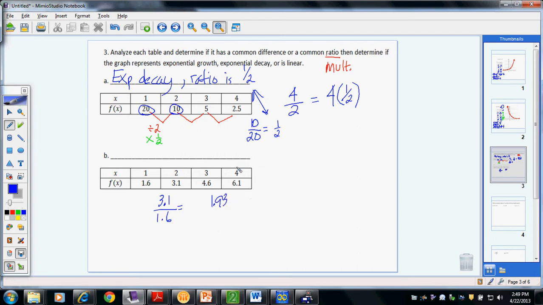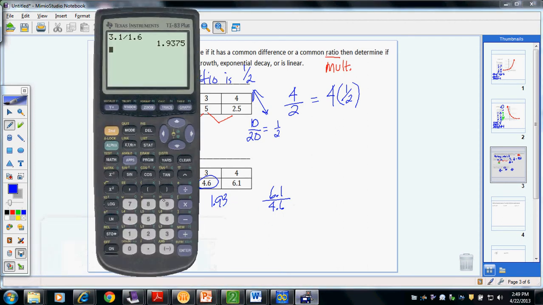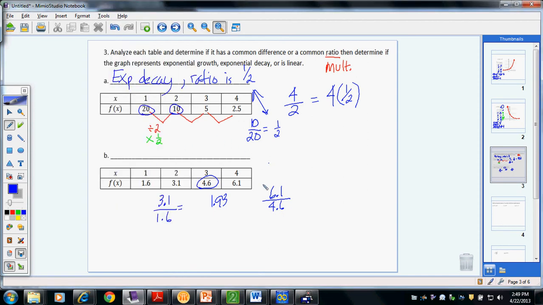1.93. Now, if I take any other term, let's say I take my fourth term, which is 6.1, and divide it by my third term, 4.6, I should get 1.93. So let's check that. We're going to go 6.1 divided by 4.6. And that does not give me 1.93. So therefore we know that it does not have a common ratio.